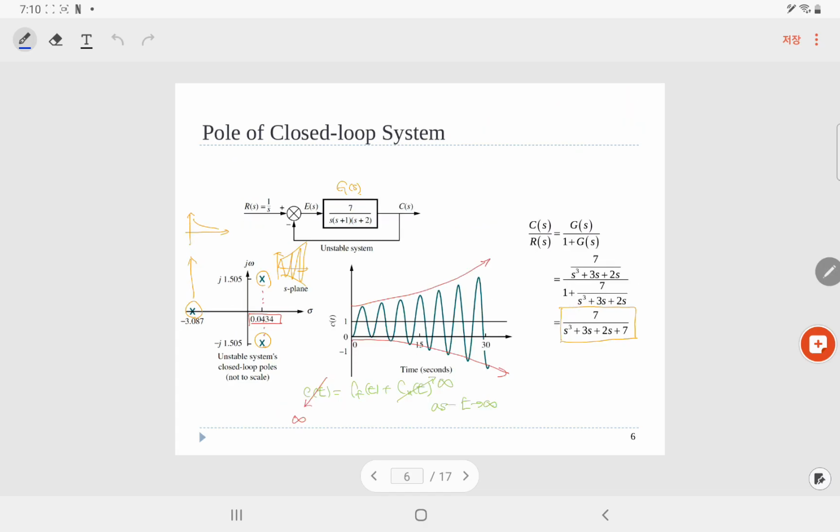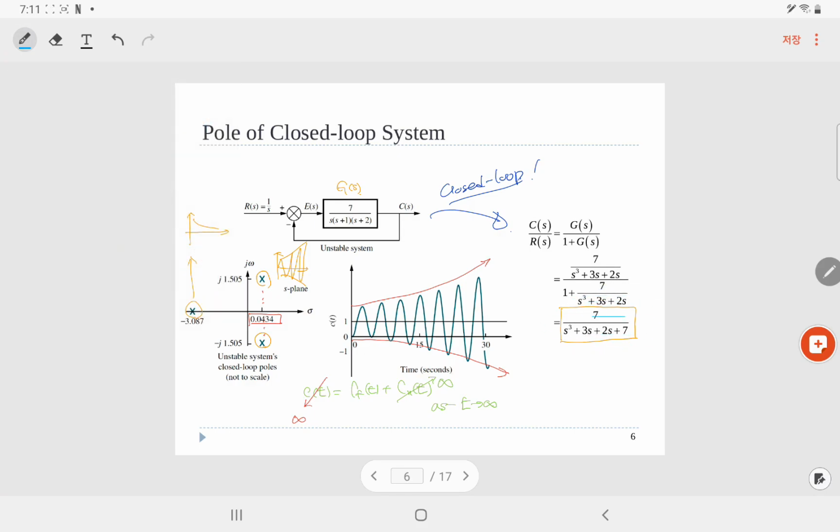자, 두 번째 예제 볼까요? 이거 같은 경우도 마찬가지예요. 아까 앞의 시스템과 분자만 다른데, 클로즈 루프 시스템을 따지지 않고 G of S라고 쓴 이 부분만을 본다면 폴은 마이너스 1, 마이너스 2, 그 다음에 0. 아, 마지널리 스테이블. 결론 내리면 안 된다고 그랬죠? 분명히 우리는 클로즈 루프 시스템을 따져야 된다고 그랬어요. 클로즈 루프 시스템을 꾸며놓고 그 클로즈 루프 시스템의 폴이 어떻게 되는지를 따져야 된다는 거죠.